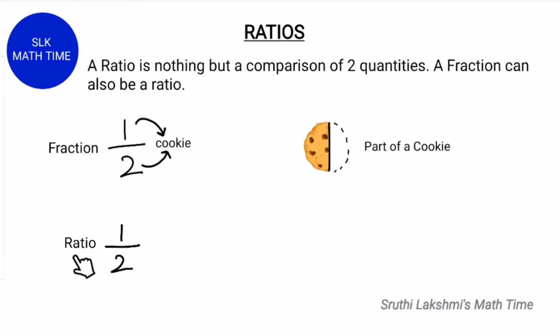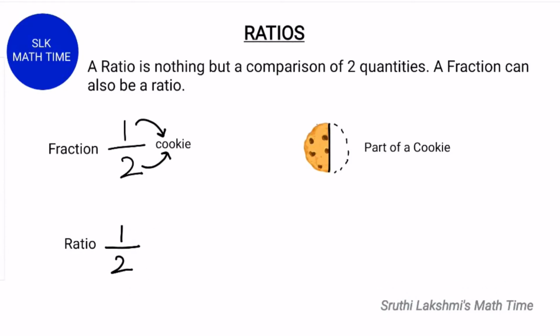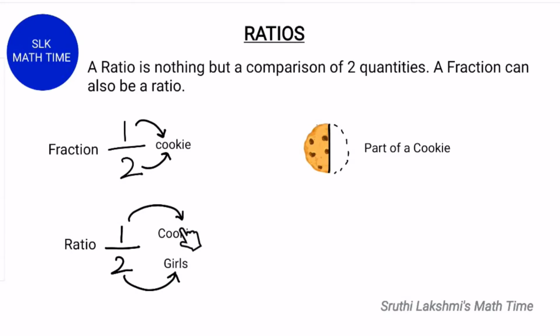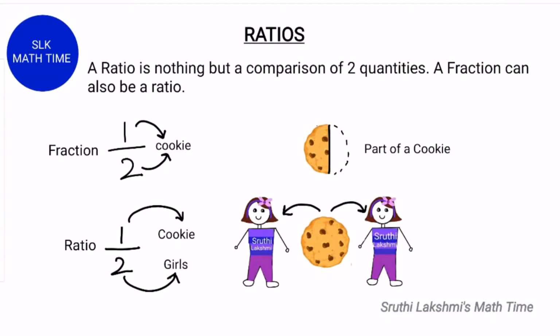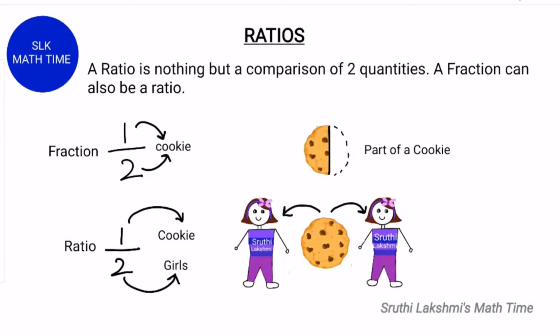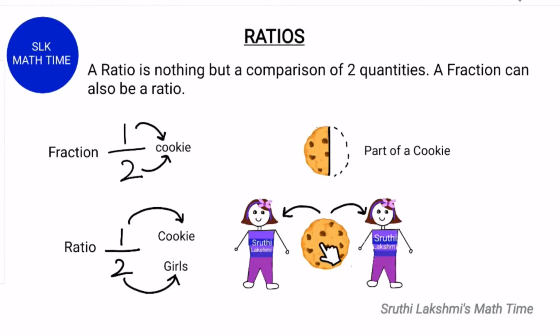Now let's see what a ratio is. Here we have the ratio 1 by 2 or 1/2. So here the numerator represents one quantity and the denominator represents another quantity in a ratio. So here the numerator represents one cookie and the denominator represents two girls. So here there's one cookie and two girls. So they have to share the cookie.